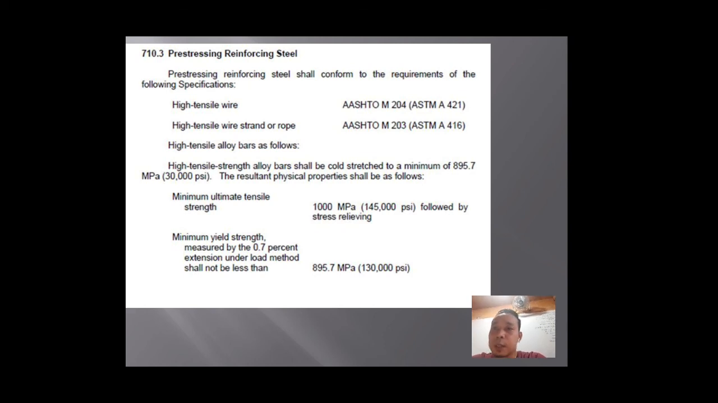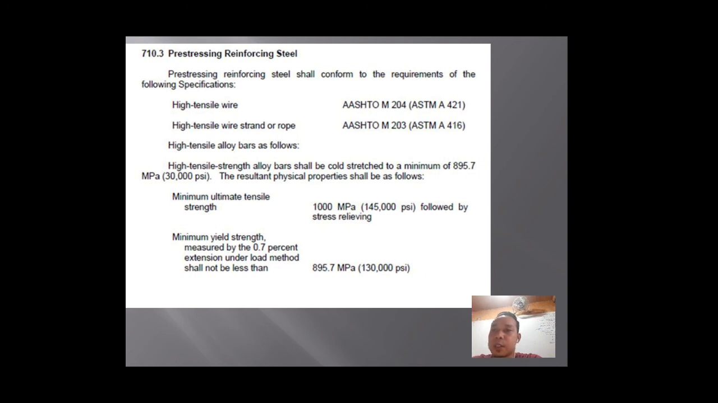So high tensile strength alloy bars shall be cold stretched to a minimum of 895.7 megapascal or 130,000 psi. So the resultant physical properties shall be as follows. So the minimum ultimate tensile strength, so 1000 megapascal or 145 psi, followed by the stress relieving.